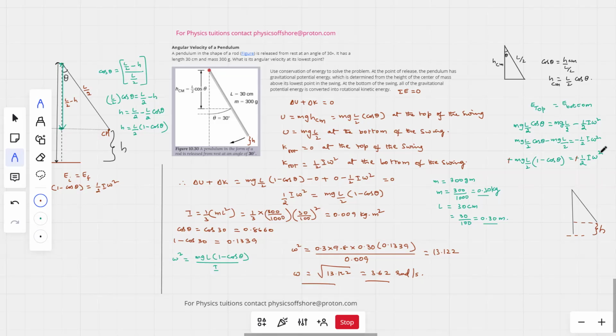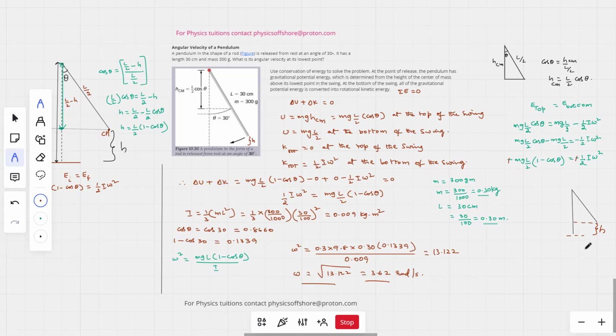Now solve for omega square. Just rewrite the equation and then solve. You will get mgL by 2 times 1 minus cos theta is equal to half I omega square, and I is equal to 1/3 mL square. Substitute the values, and you will get omega as 3.62 radians per second. This is one of the methods to solve the problem.